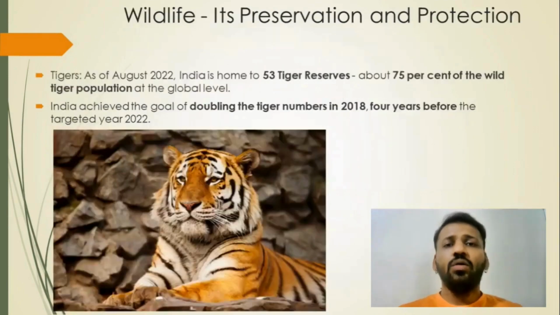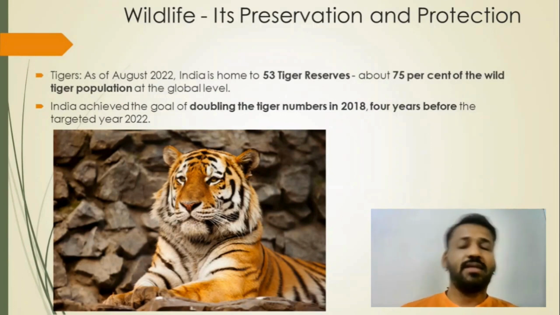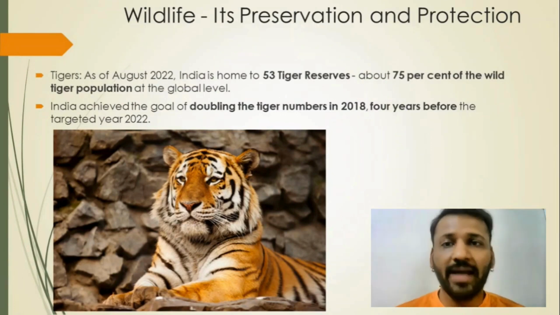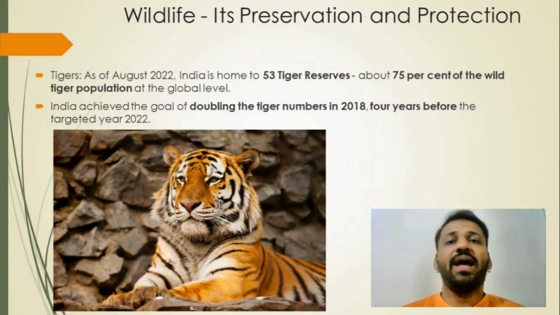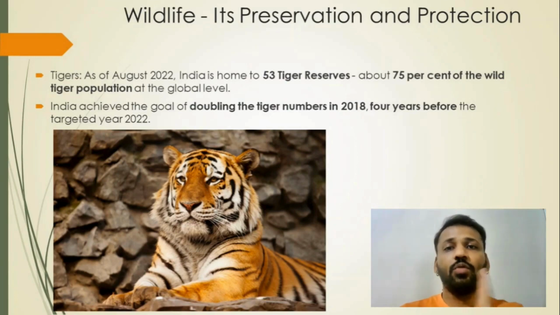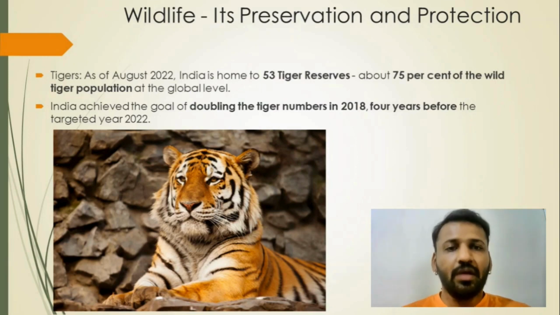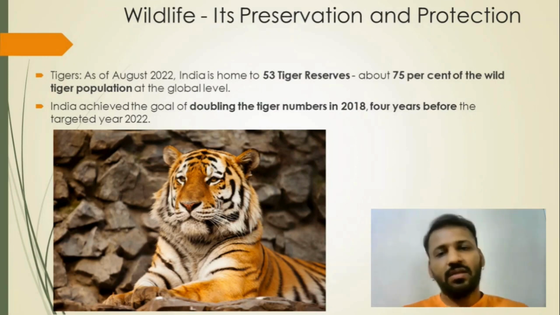Now, let us see what the Economic Survey says about other animals. Tiger: India started the tiger conservation project long back. Right now India has 53 tiger reserves and 75% of the wild tiger population, and it has increased. India achieved the goal of doubling the tiger number in 2018, 4 years before 2022. This means many targets have been achieved before time.